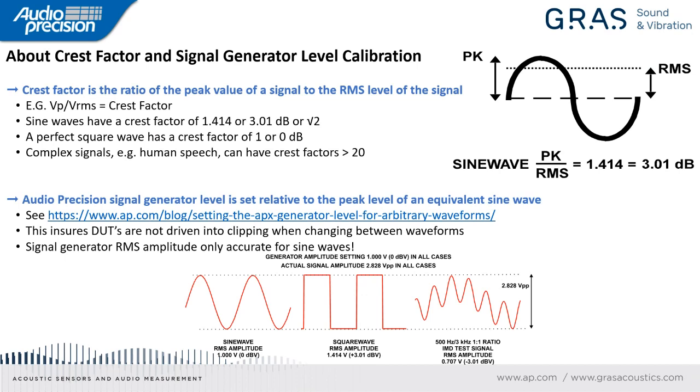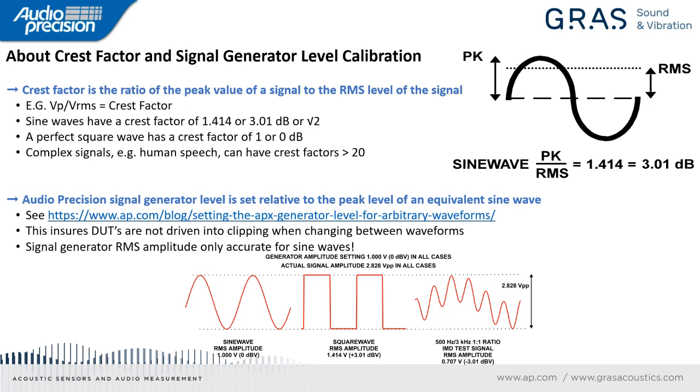A square wave has a crest factor of 1 or 0 dB. And one thing that you will see is that I'll call them real world test signals, so noise, human speech, typically has a much higher crest factor. Crest factors of 5, 7, 10, 20. And what that means is that the peak level of a signal relative to its RMS level, or if you'll go back, the amount it could heat a resistor of a given value, goes up and up and up from a sine wave.